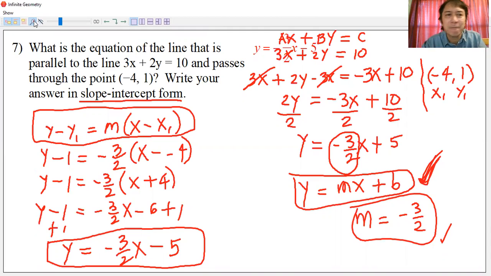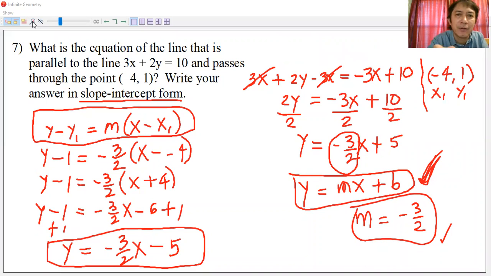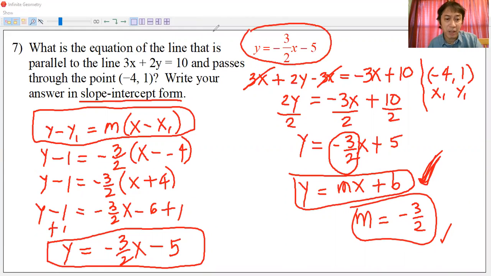Okay, it's displayed over here in the formula that I wrote. So we're going to clear something. Let me clear this formula here and the given. All right, and the answer will be displayed over there. Okay, all right, it's over here. Okay, exactly what we obtained. Negative 3 halves x minus 5 at the right side. Okay, and that means this is correct.